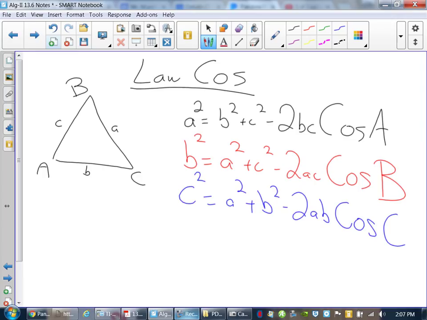Yes, ma'am. Does it matter, like, if you have c squared, it wouldn't matter if you did b squared plus a squared? No. Because addition is commutative, multiplication is commutative. You just have to be careful when you find your terms.